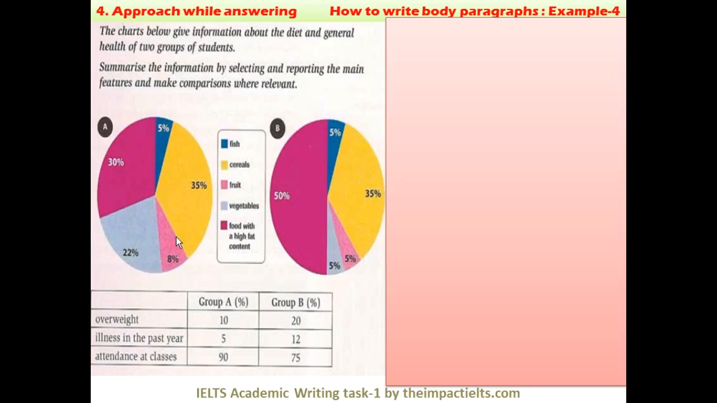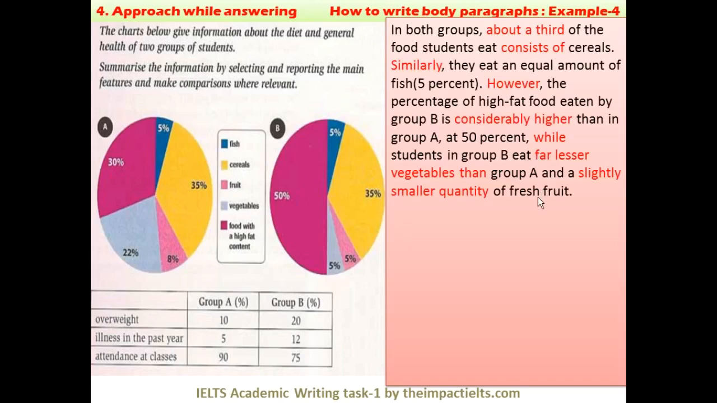In the previous video, we have done the same kind of questions where we have taken the linked information in the first body paragraph and in the second body paragraph. Now look at the examples here. We start with, in both groups, about a third of the food students eat consists of, so this is composition-related vocabulary, and about a third, I keep telling you these things, consists of cereals. So both groups, they're talking about A and B, you can see, but they're just talking about this.